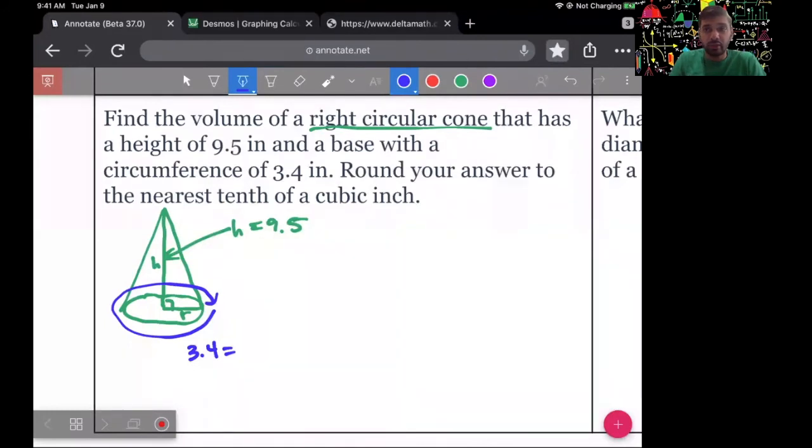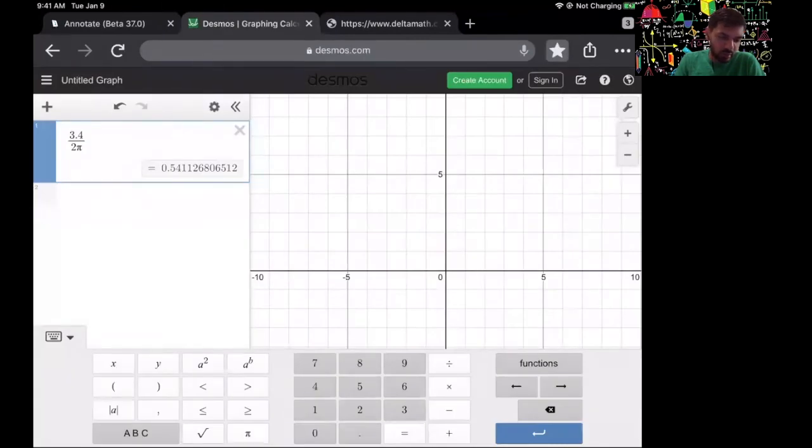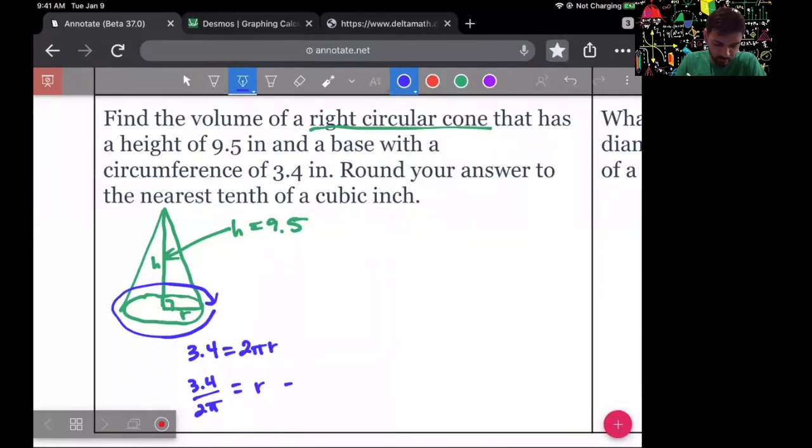The formula for circumference, which we learned earlier a few days ago, was 2 pi times the r, and I need to figure out what r is, so this equation will help me do that. My r is going to be equal to, let me write it the other way, sorry. If I wanted to figure out what r was, I would divide 3.4 by 2 pi, just like that. And so if I did that, that gives me 0.541. So there's my radius, and I have my height.